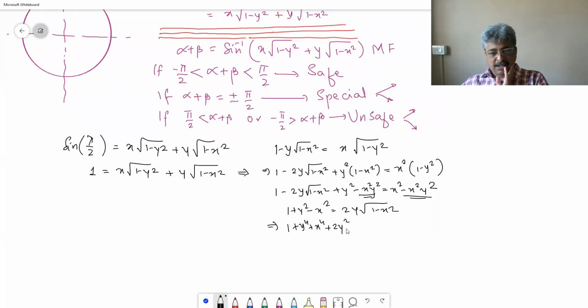Sir, in the RHS of the equation just above, sir, you forgot 2y root 1 minus x square minus x square y square. Where did I forget? Is there a mistake here? Is there a mistake? Sorry, sir. Then how? My mistake. The minus x square y square is provided.